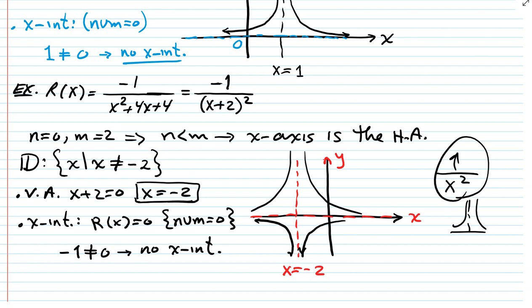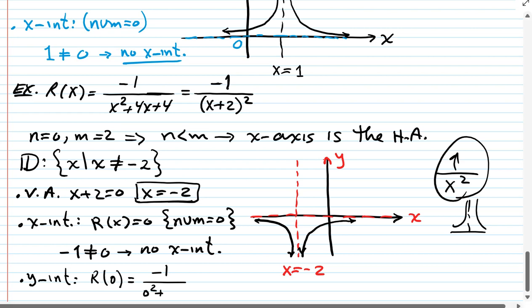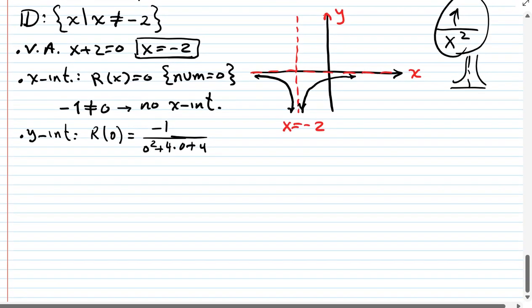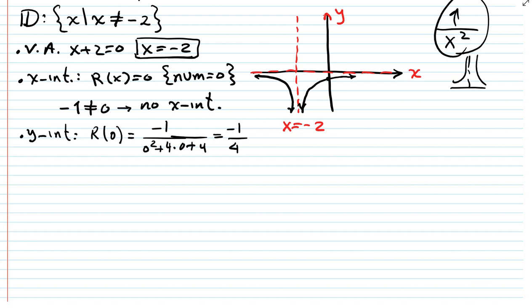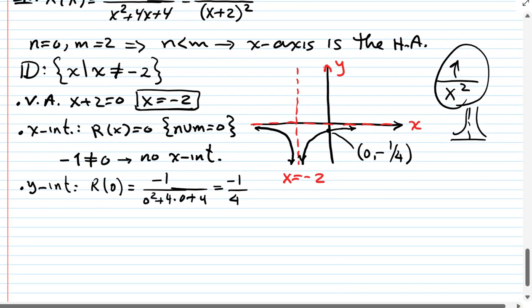Now, we need to determine the y-intercept. The y-intercept, that's the easy part, right? You just do r at 0. Plug in 0 for x, so you get -1 over 0 squared plus 4 times 0 plus 4. And that's going to be -1/4. That's what this is. That's the point (0, -1/4). And there you have it, the complete graph of this thing.